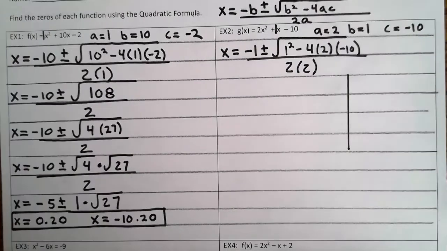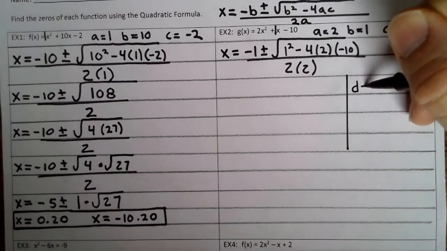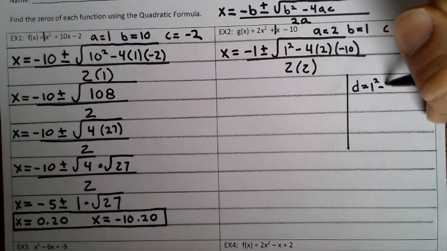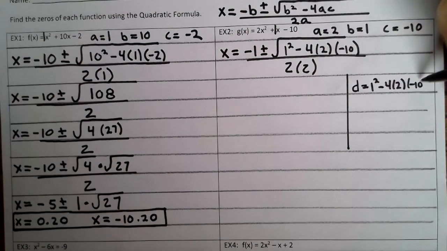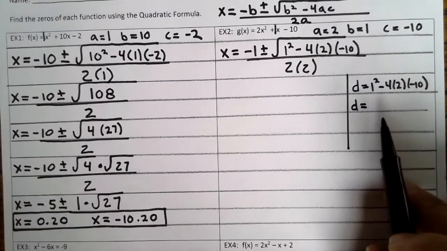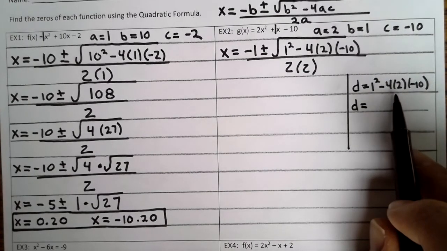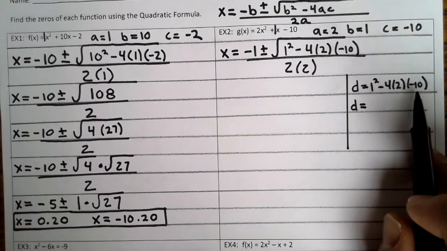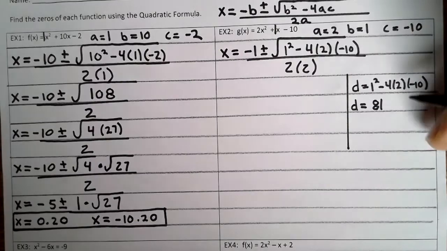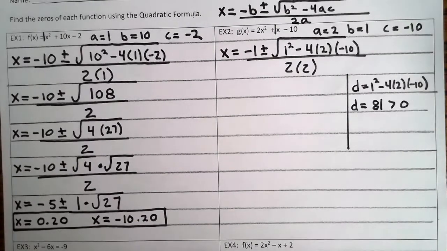So the discriminant is basically this piece right here. So 1 squared minus 4 times 2 times negative 10. Well, that's 1 plus 4 times 2 is 8 times 10 is 80 plus 1, so 81. So since the discriminant is 81, we know that that value is greater than 0. So we can say that there are 2 real solutions.